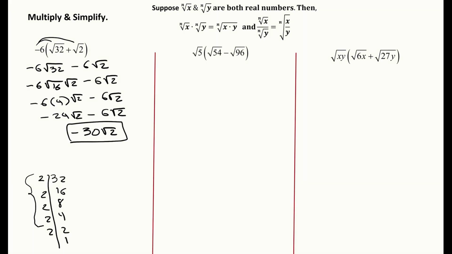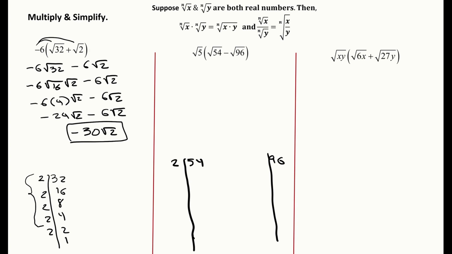Okay, so on this next one, we could go ahead and distribute the square root of 5, but it will be easier if we actually simplify the square root of 54 and the square root of 96 before we do so, because then we'll be dealing with smaller numbers. So let's go ahead and take a look at the prime factorization of 54 and 96 to see what kind of perfect squares they may be hiding within them.